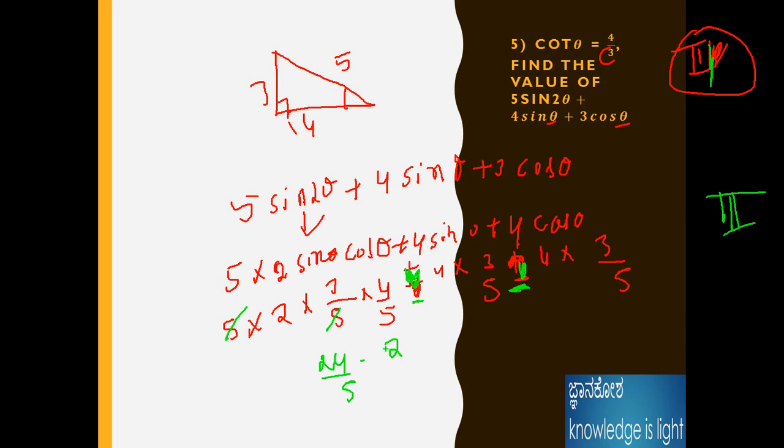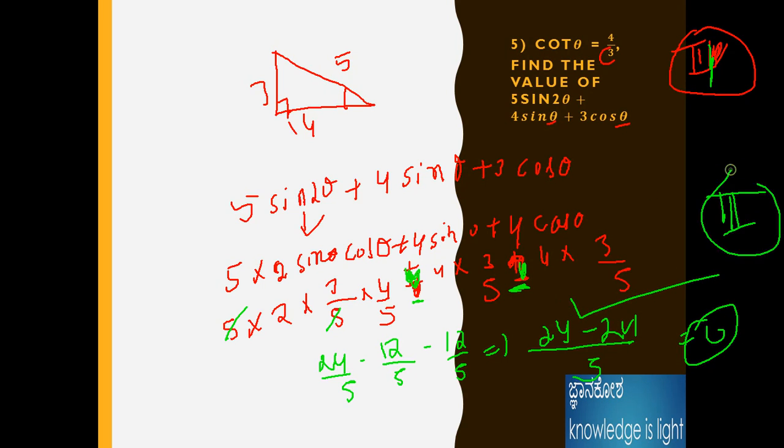3 4s are 12, 12/5 minus 12/5. The LCM is nothing but 5 only. 24 minus 24 is 0. Therefore the answer should be 0. If the question also depends upon the quadrant, please be aware of this one. I am just highlighting it here, because I am not going to do all the problems individually. If the quadrant is changing, please use the logic of the ASTC rule. Okay, next problem.